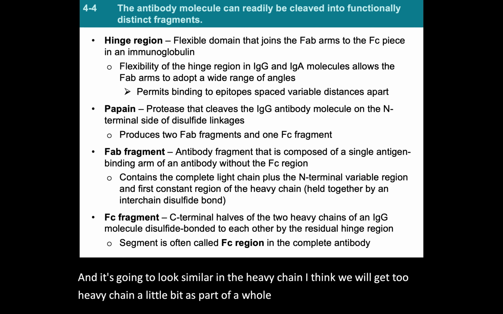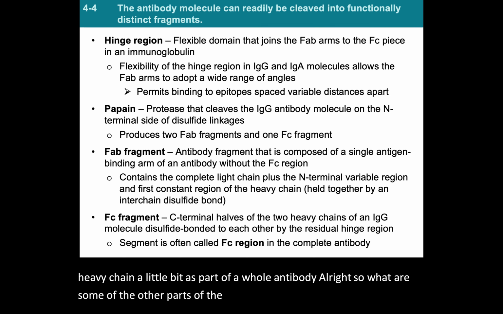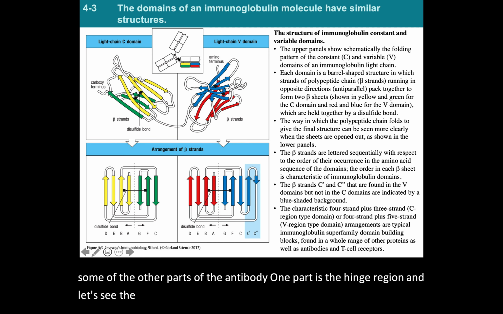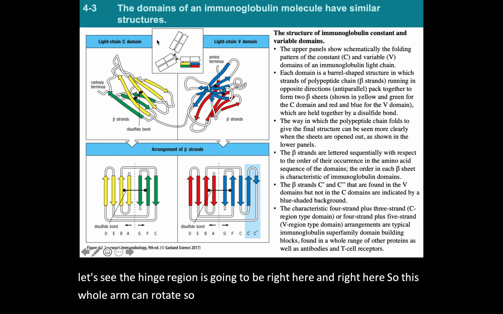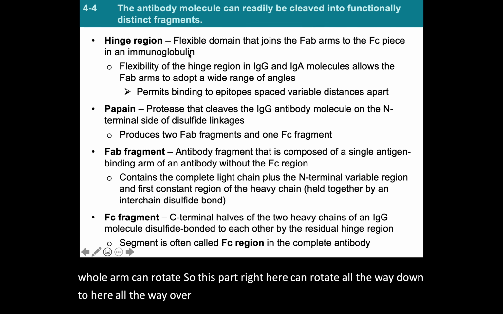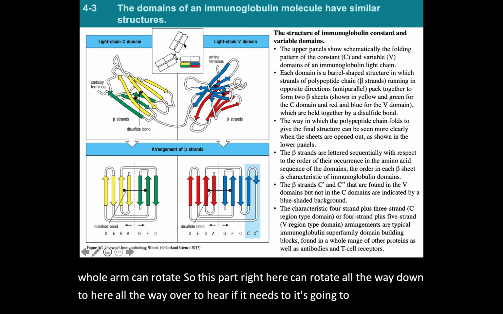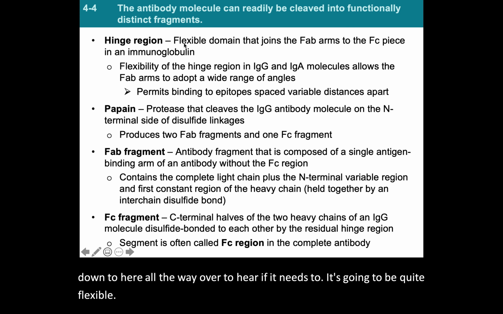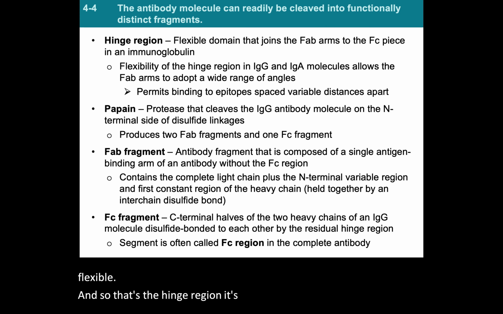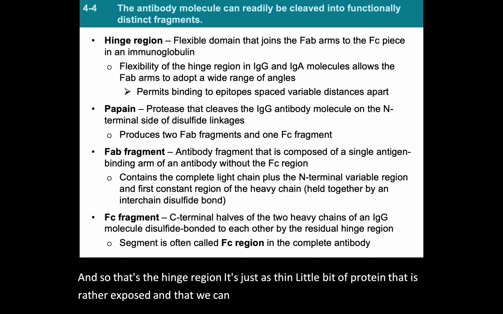All right, so what are some of the other parts of the antibody? Well, one part is the hinge region. And let's see, the hinge region is going to be right here and right here. So this whole arm can rotate. So this part right here can rotate all the way down to here, all the way over to here if it needs to. It's going to be quite flexible. And so that's the hinge region.